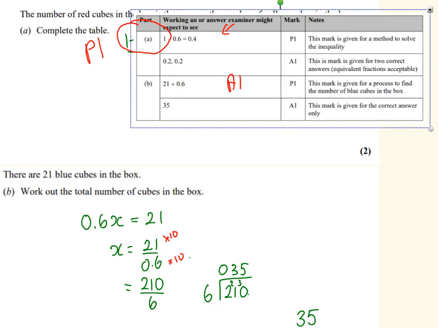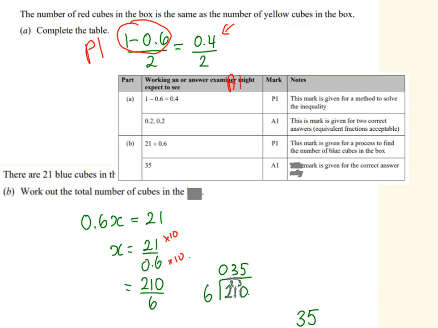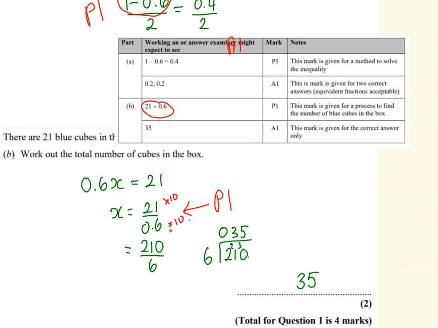With part B, following that same method from the last page, different numbers obviously. It was 0.6 of our total is 21, so I was dividing by 0.6 and we're getting our first process mark here by doing 21 divided by 0.6, and we can see that here in my calculation and that gives me that first mark. Same process then, dividing by a decimal, times it by 10. That would give me the answer of 35. And there's our accuracy mark for that question. So 4 marks in total for that one.